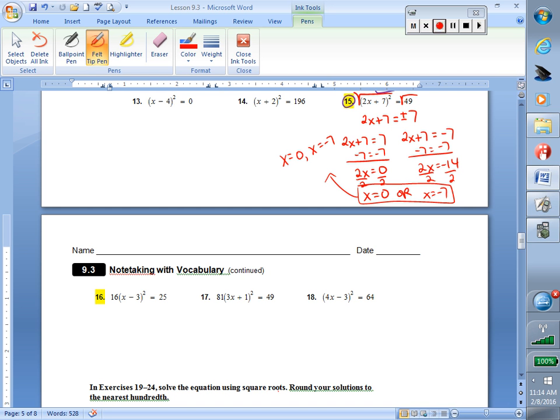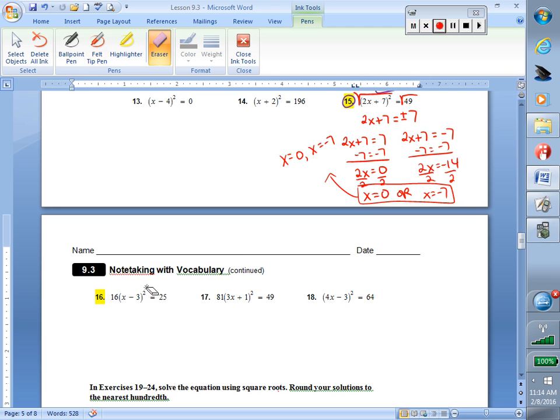Because the parentheses, they have an exponent. So I can't just distribute this 16. I'd have to do my exponent first. And to do my exponent first would mean this whole messy thing. And then I could distribute the 16. If there wasn't a squared there, yeah, distribute the 16 and solve away. But I cannot distribute the 16 because that set of parentheses is being squared.